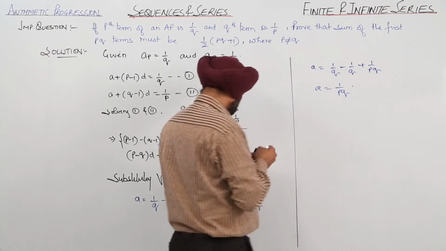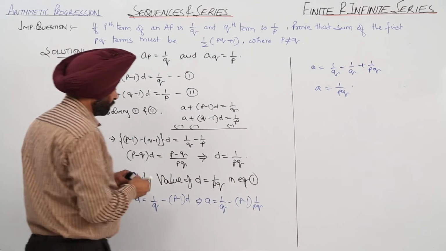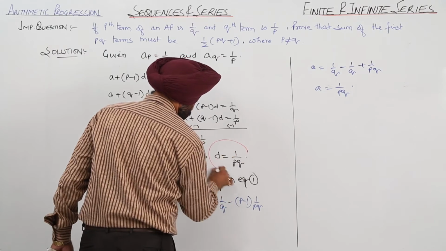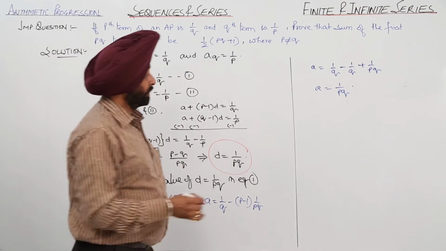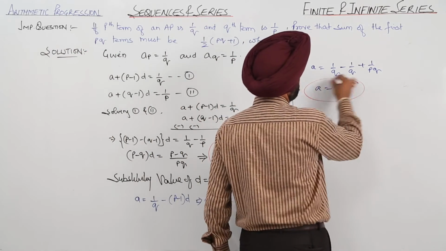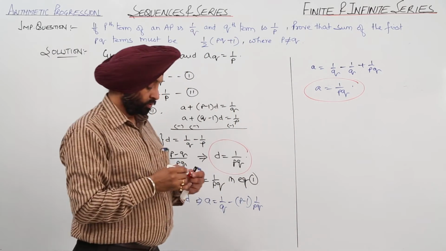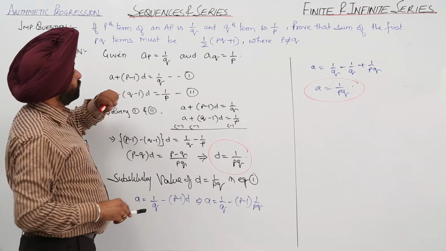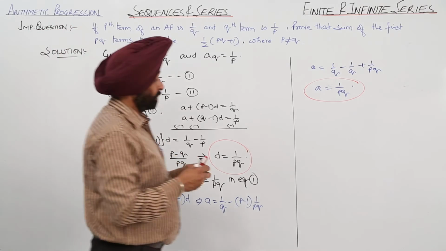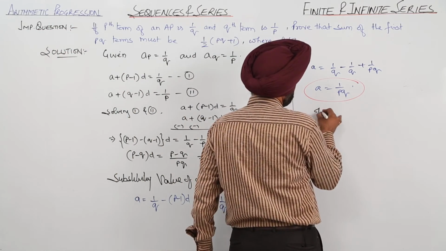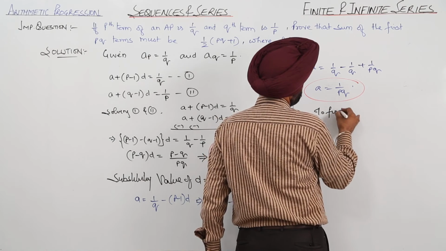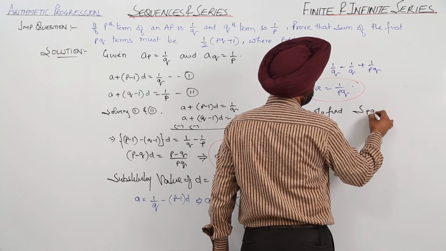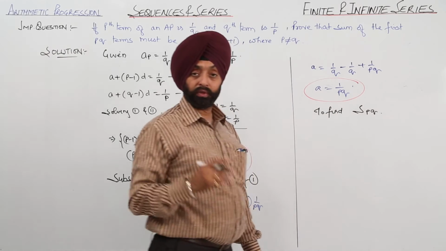Okay. So, what are we getting now? We get d, the common difference, and then we get a as the first term. Okay. Common difference and first term, both we are getting. Now, we have to prove that the sum of the first pq terms. Now, what do we have to find? Now, to find S_pq, the sum of the first pq terms.